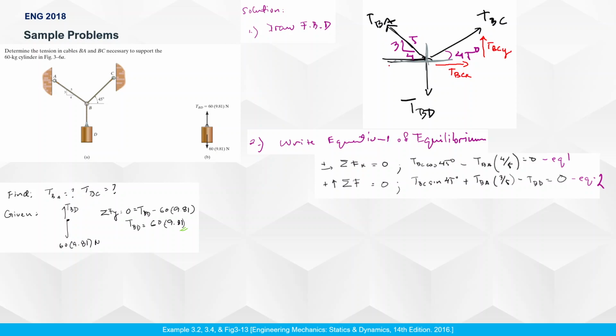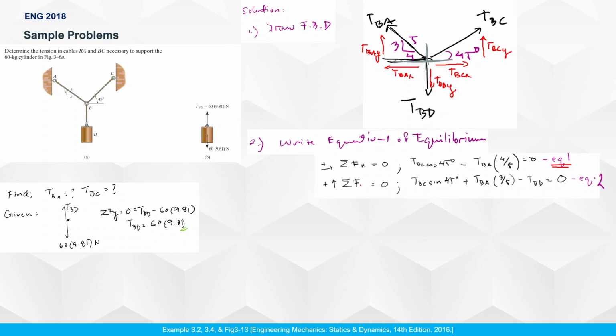This is TBAX, and this is TBAY. Well, there's only one component here, so that's TBDY. Okay, and then you write them just so. So for TBCX, that is TBC cosine 45 degrees, easy, minus TBA 4 over 5 using your slope triangle relation is equals to 0. So that's our equation 1.